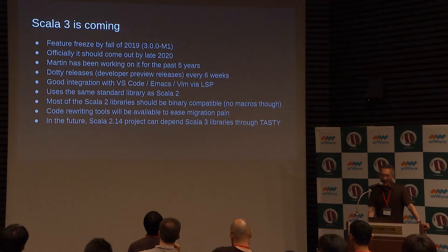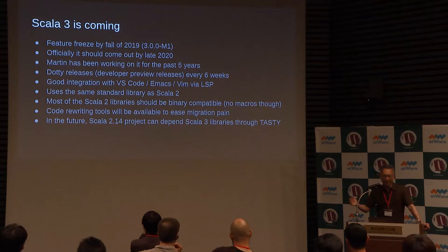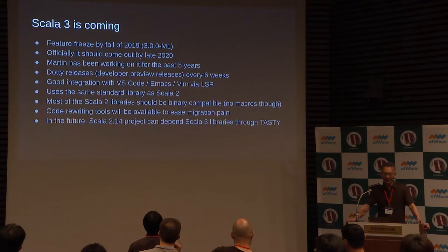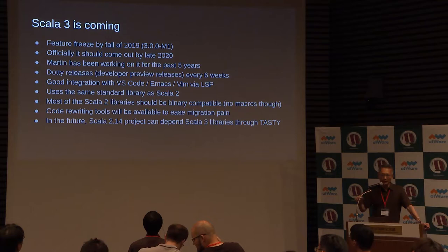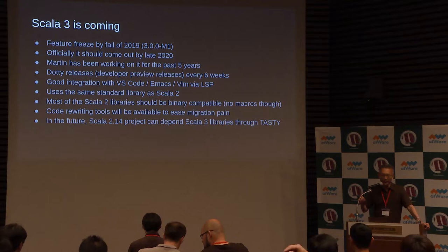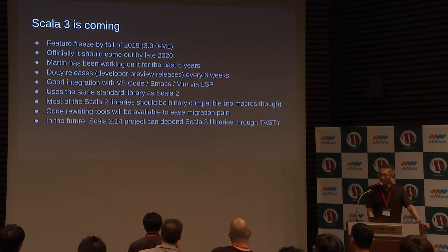And even right now, you can use Scala 2 libraries, most of them, as long as there's no macro involved. I was able to use the Cats library, without the macro bits, so that's pretty good. And there will be some code rewriting tools available for Scala 3, to dampen the migration pains. And in the future, actually, Scala 2.14 will be able to use Tasty. So basically, we'll have two-way interoperability. We can use Scala libraries that are written in Scala 3 in your Scala 2 projects, and Scala 2 libraries in Scala 3 projects. So I think that's a very, very good thing to do.